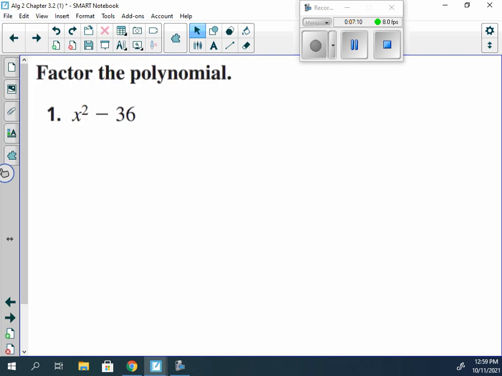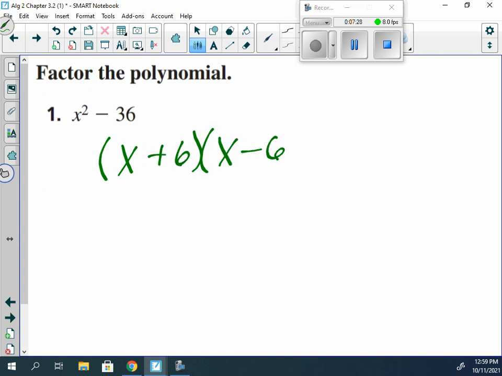x squared minus 36. Is this a difference of perfect squares? 36 would be 6 and 6. x is still just x and x, so this would be x plus 6 times x minus 6. We could have had it as x minus 6 times x plus 6. That's it.